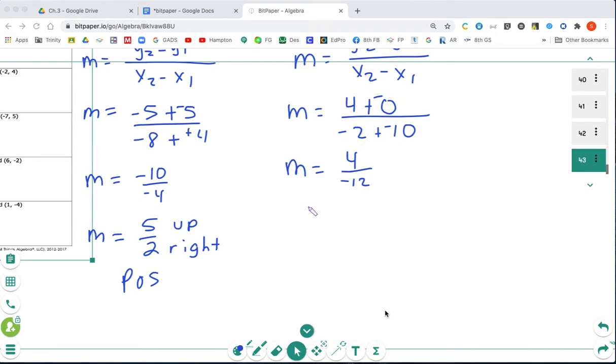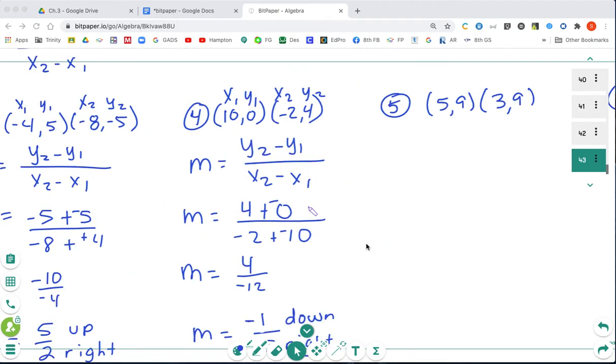M equals, when I simplify this, it's going to be 1 over 3. And love to hate is a negative. Hampton rule, the negative goes in the numerator always. If the top number is negative and we're graphing, it tells us that we're going to go down with the slope. The bottom number is positive. It tells us we're going to go to the right with the slope. This slope is negative.